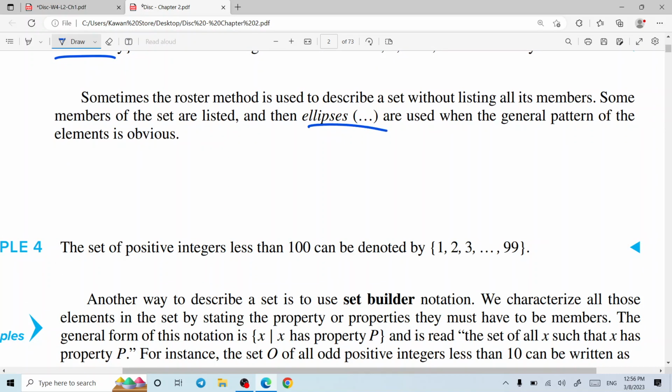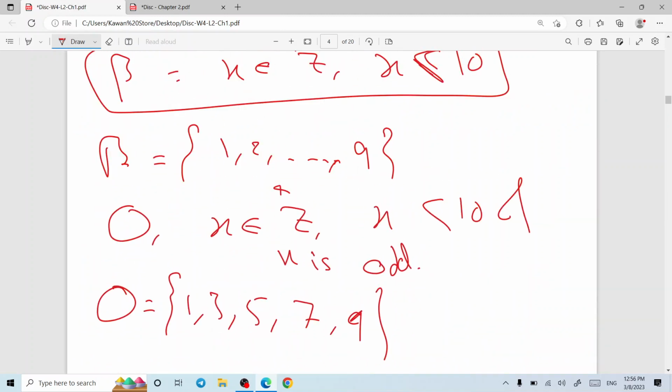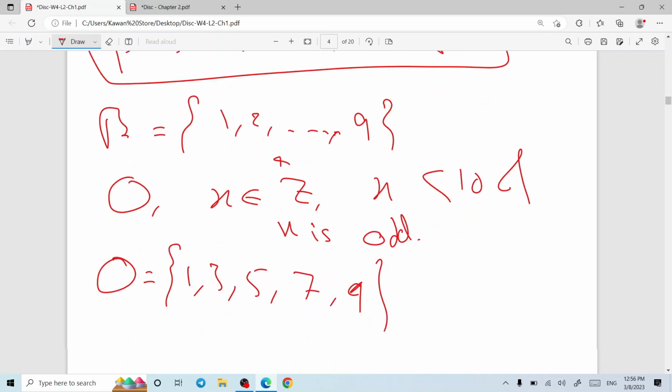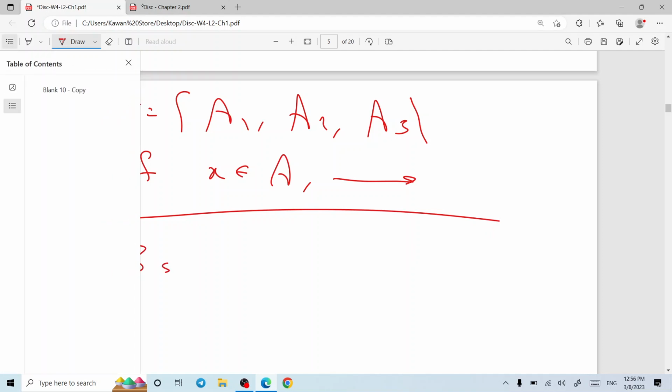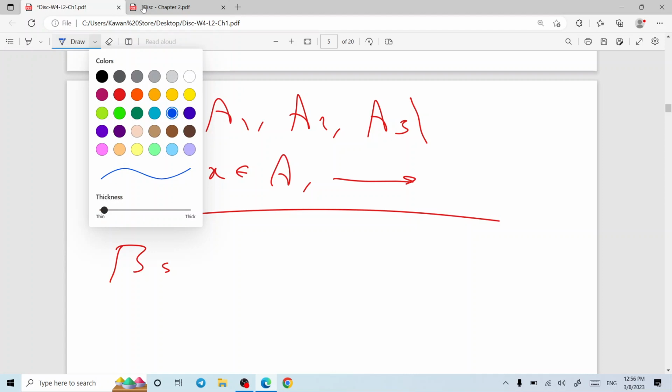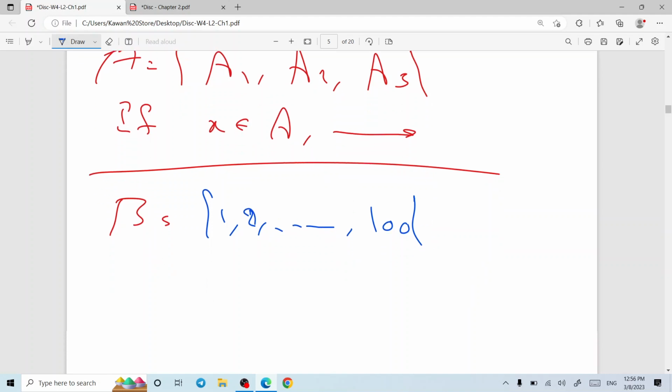Ellipsis means extra, right? So I wrote 1, 2, 3, 4. You remember that. 1, 2, 3. I'm not going to write everything. For example, if I have 1 to 100, I'm not going to write everything, so I say 1 to 100. If somebody reads that, you know that we have 100 numbers here.